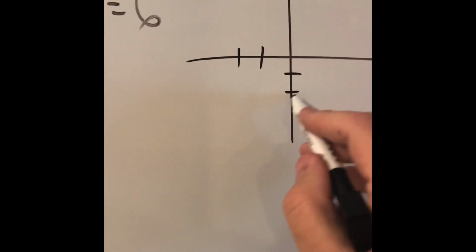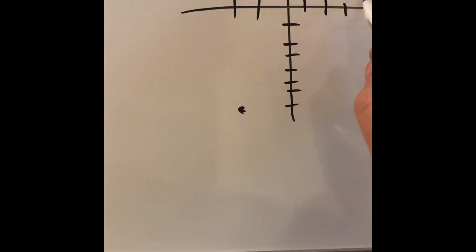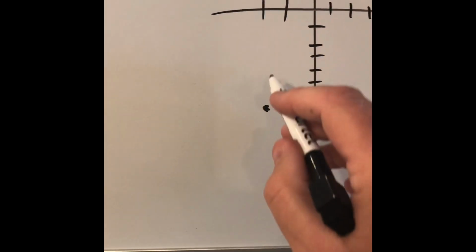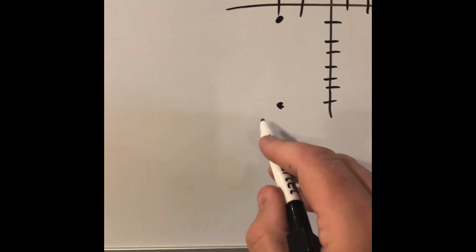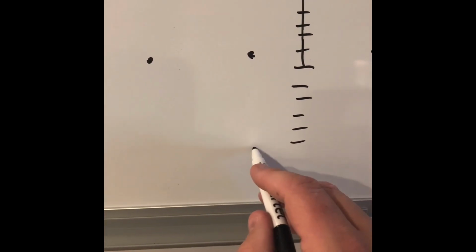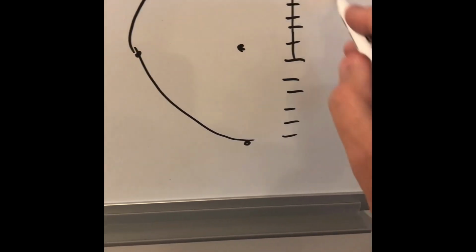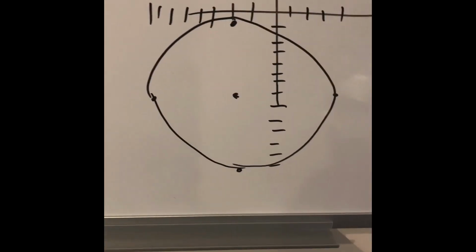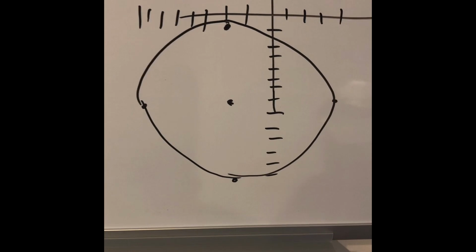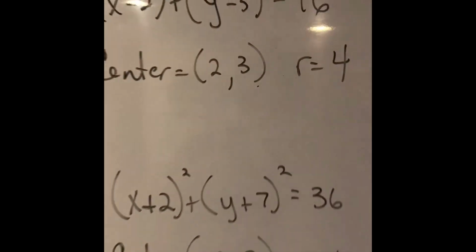1, 2, 3, 4, 5, 6, 7, negative 2, negative 7. So we would go to the right 6, up 6, to the left 6, and then down 6, okay? And then we would connect the dots so that we get something that somewhat looks like a circle, okay? Yeah, I know, that was bad. Oh well.